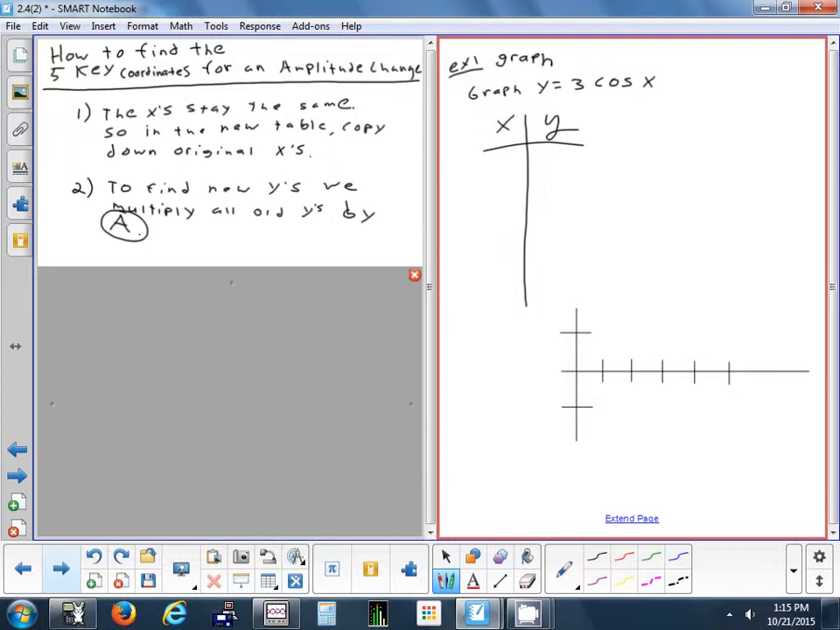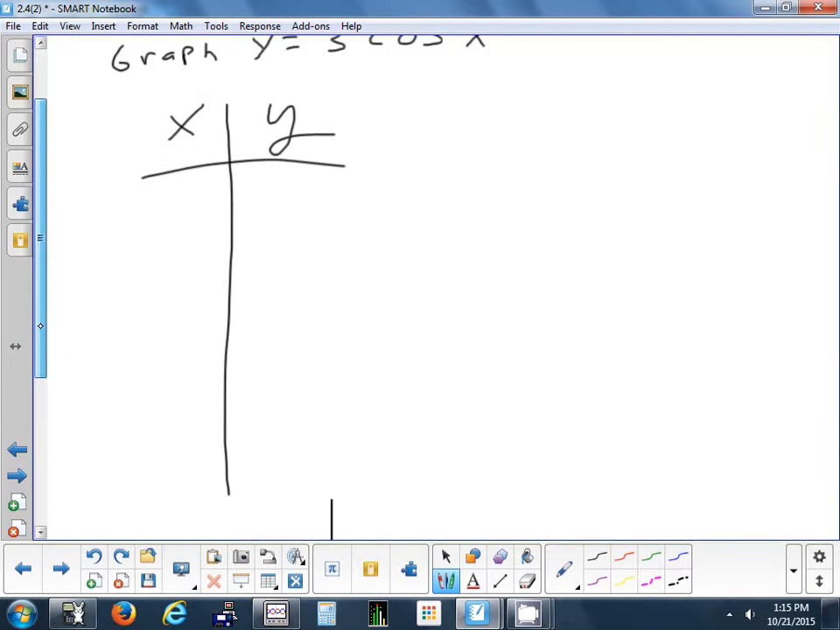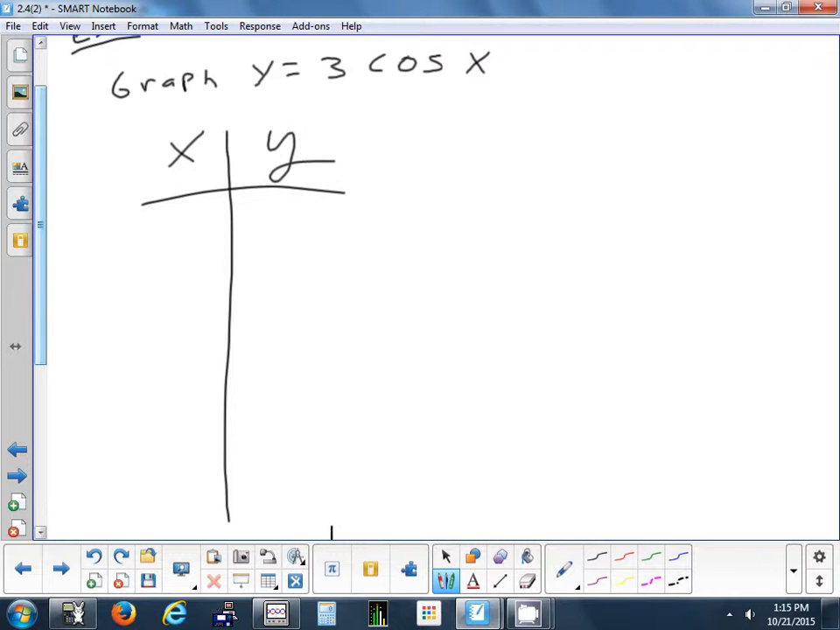All right, for an amplitude change, what column stays the same? X's stay the same. So I'm going to copy those down. Kobe, can you remind me what my x's are? For cosine? Or for sine, they're the same. Yeah, the x's are the same for sine. Yep, 0, 2 pi. These are going to be the x's for every problem we do today. Every single problem in the homework. These never change.